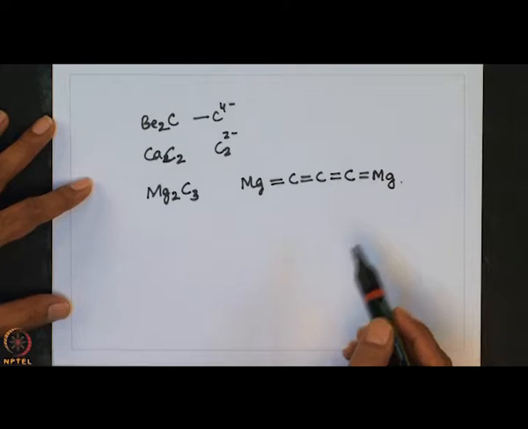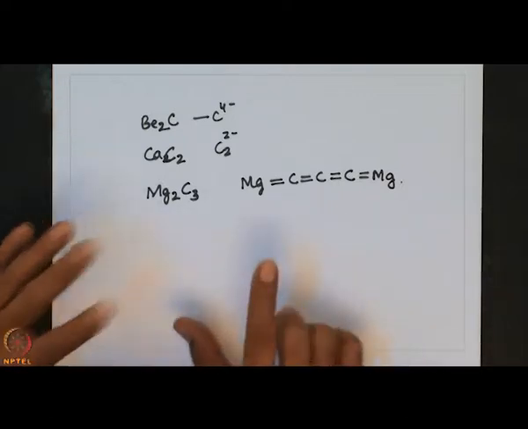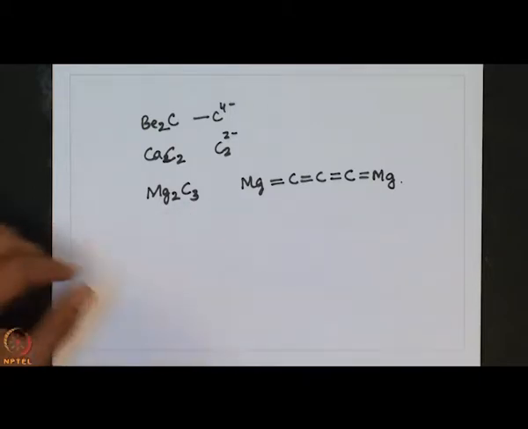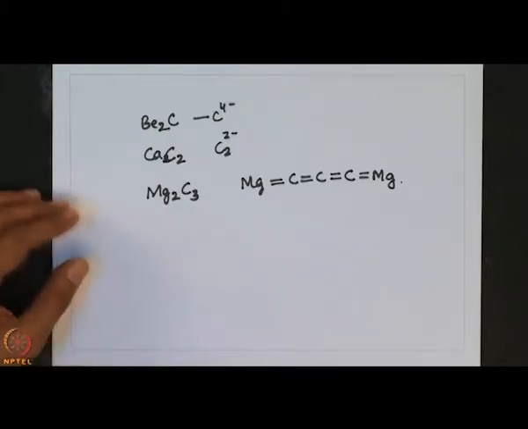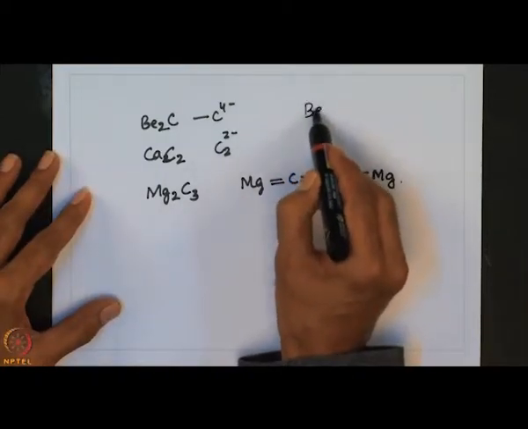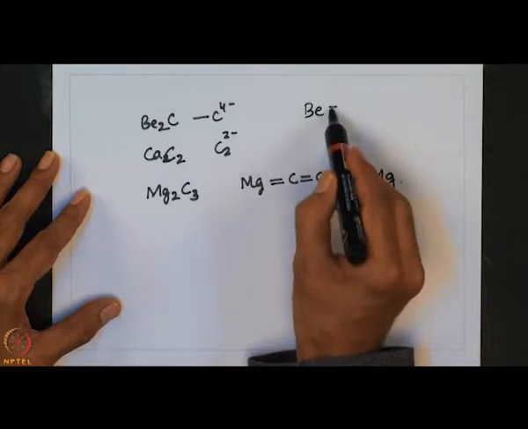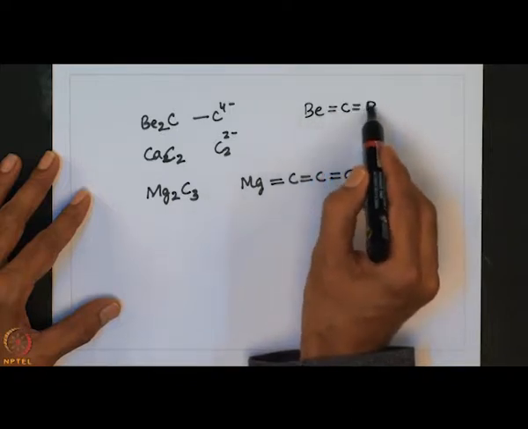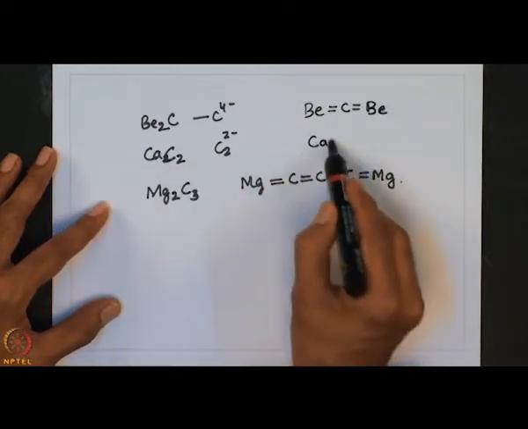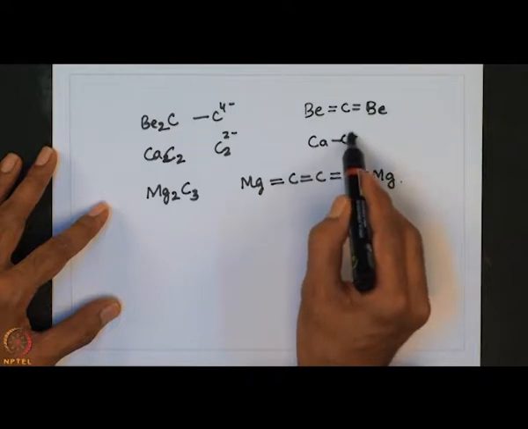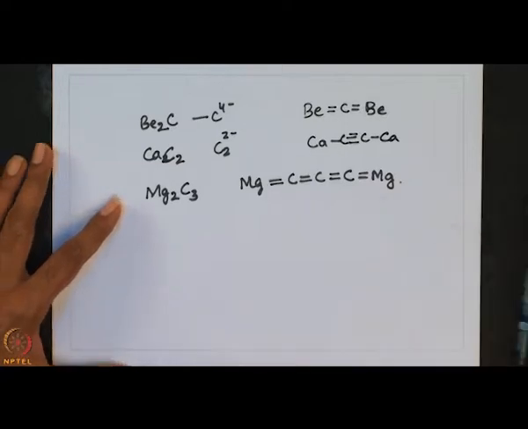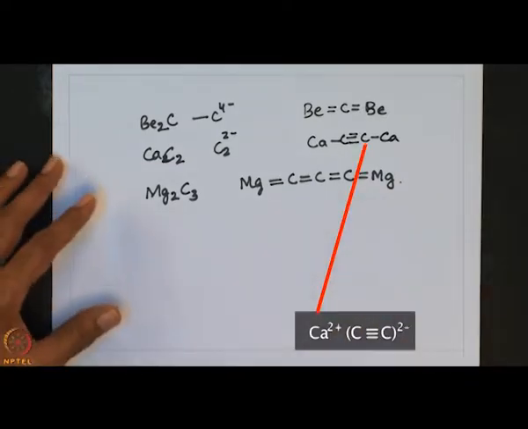Okay. So, it is very interesting to see what products we get when we hydrolyze this Mg2C3. Of course, if you are curious to know the structure of beryllium carbide, the structure will be something like this. In case of calcium carbide, this is how they make bonds.